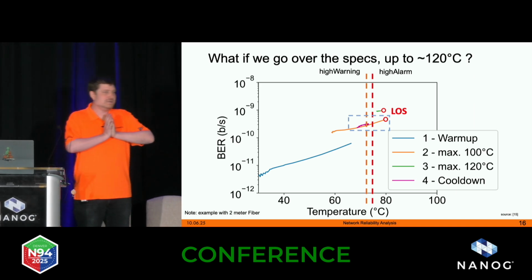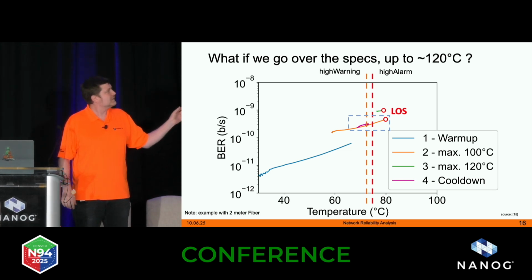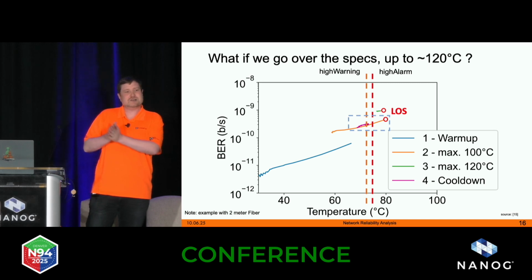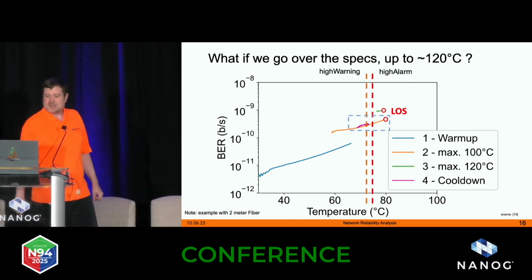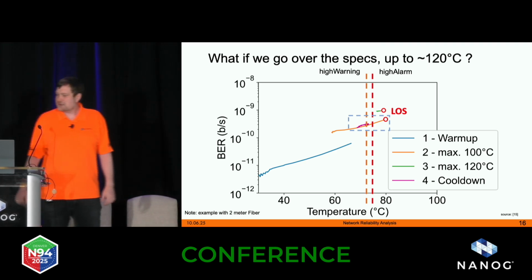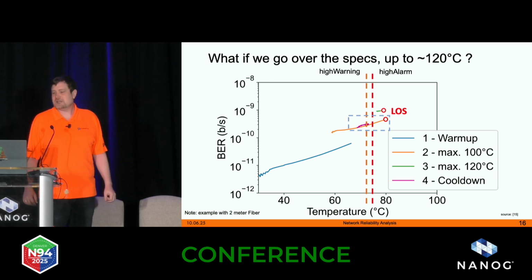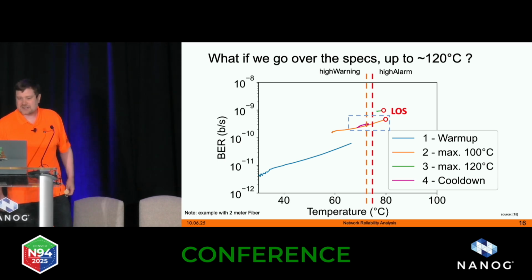Since we want to have a good lifetime, usually we are way below the high warning when we run our software. So I changed the code, I hacked it around, and this is phase 2. I let it go beyond these 2 vertical lines to 100 degrees and see what happens. And you see there's a margin after high alarm, but after that you get a loss of signal.